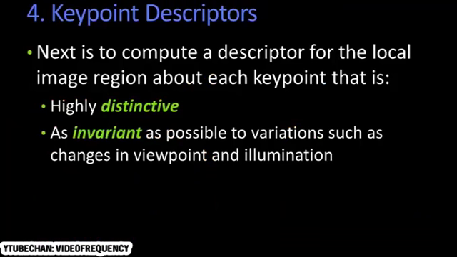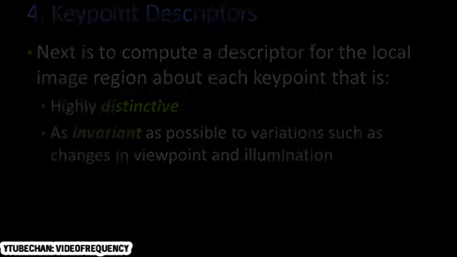So now the question is, we need to compute this descriptor about this local image region. And remember, we want two things for a descriptor. We want it to be highly distinctive, that is, given two different points in the image, I should come up with two different descriptions. But we'd like it to be invariant as much as possible to small changes in viewpoint, maybe even large changes in viewpoint, illumination, and other kinds of imaging parameters.